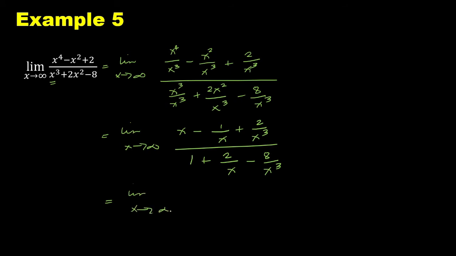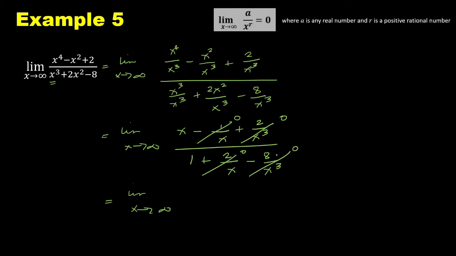Continuing, this would be limit is 0, same here, same as 2 over x and negative 8 over x cubed. Again, we're using the limit of a over x raised to r as x approaches infinity is equal to 0. So what we have here is the limit of x over 1 as x approaches infinity, or simply x. And then, trying to substitute infinity to x, we have infinity.